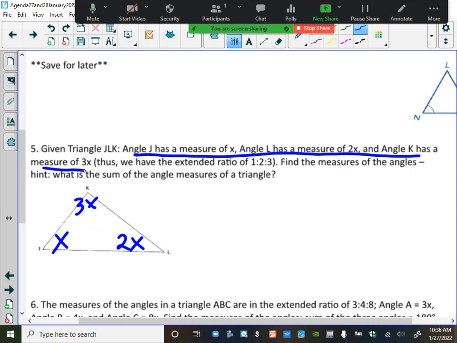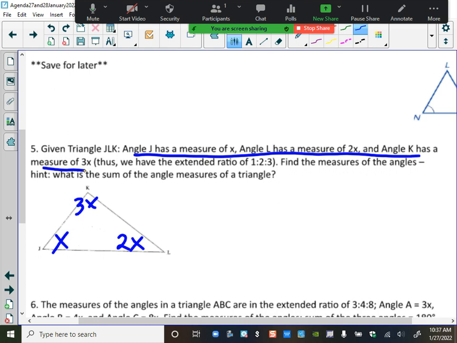We don't know what this one is, however, they're saying that angle L is twice angle J. So going back to this problem, we're going to get the X. Once we get the X, then we're going to be able to figure out the other values.